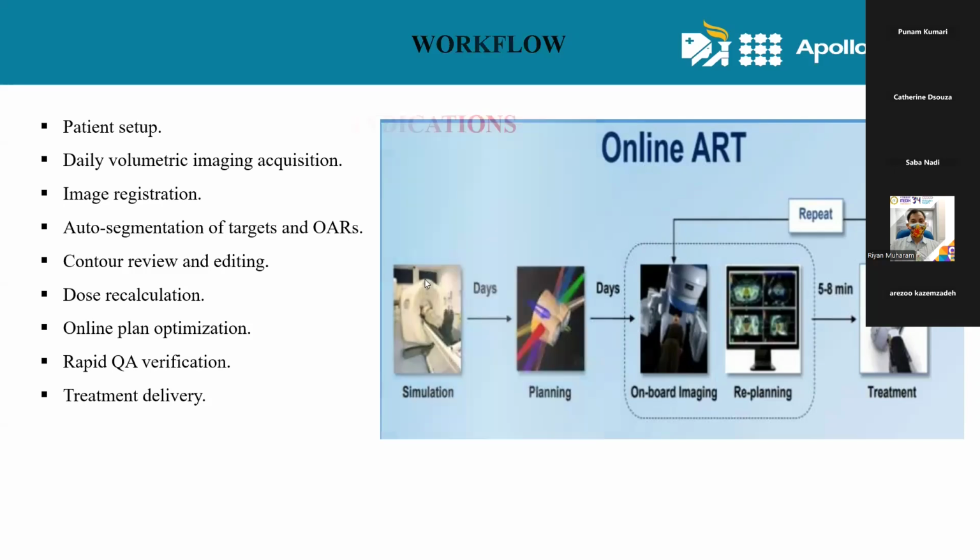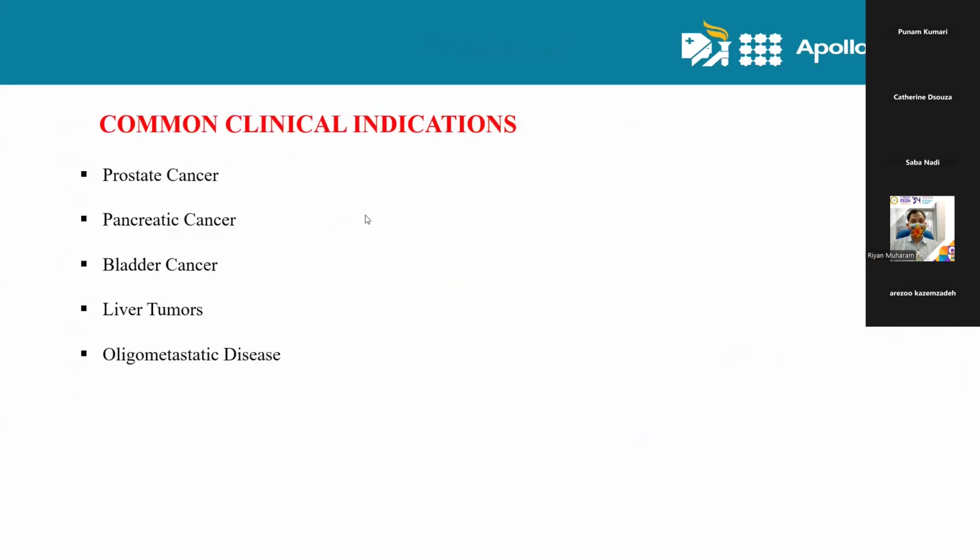The common clinical indications for online adaptation: prostate cancer, because in prostate cancer daily bladder and rectum filling changes the prostate position; pancreatic cancers that are close to sensitive organs that move daily; bladder cancer, where the bladder size and shape vary with the urine filling; liver tumors that move with breathing patterns; and oligometastatic disease, where high dose SBRT requires very precise imaging. In that condition, online ART is very beneficial.